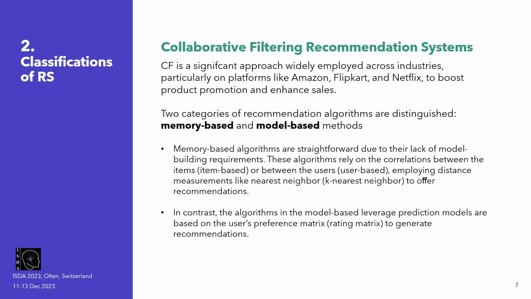The memory-based algorithms are straightforward due to their lack of model building requirements. The algorithms rely on the correlation between items or between users, and employ distance measurements like nearest neighbor to offer recommendations. In contrast, the algorithms in model-based methods build a prediction model based on the user preference matrix, called the rating matrix, to generate recommendations.